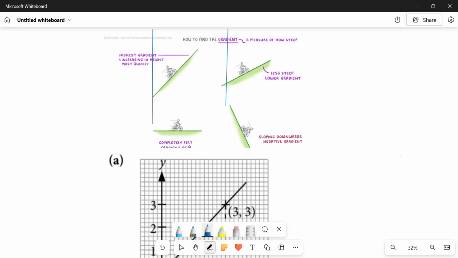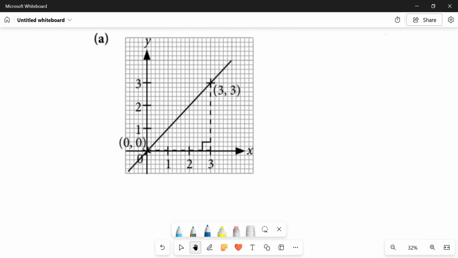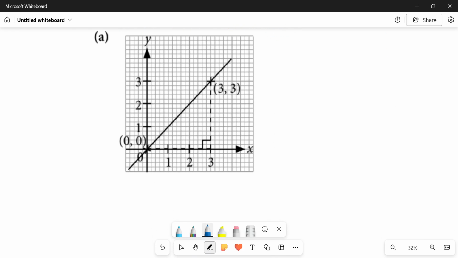Now the last one, this shape, it's going down, right? It's sloping downwards, so it has a negative gradient. Okay. Now in this diagram, what do we need to find out? We need to find out the gradient value. Okay, how steep this line is here? We need to find out the value of m, which means its gradient.